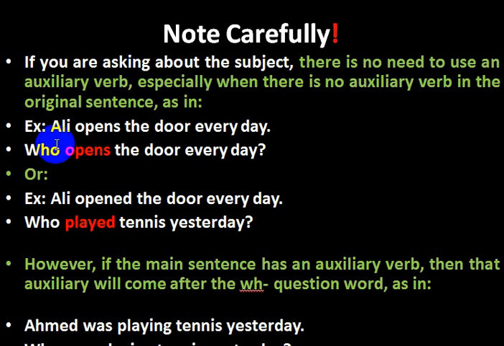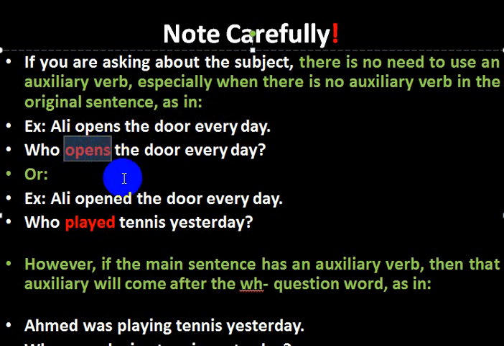So just pay attention. Ali opens the door every day. Who opens the door every day? See, there is no auxiliary verb because I'm asking about the subject. So I have to use what? The subject here is a person, animate. So I have to use who. And after the WH question word comes directly the verb. There is no auxiliary verb. Only when you are asking about the subject. Here, Ali opened the door every day. Who opened the door every day?